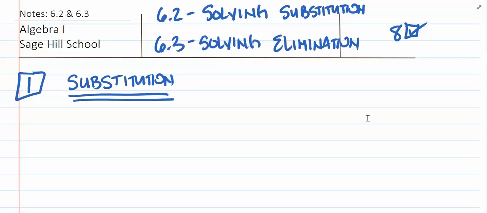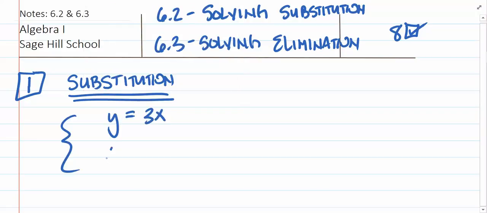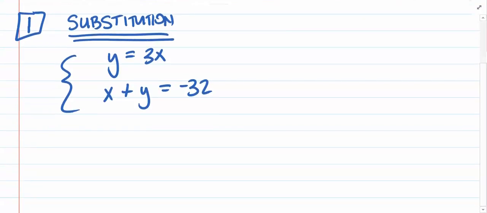Substitution in mathematics works the same way. You can replace one equal value for another equal value. So that's the idea behind substitution here. So let's do an example together. If I say y is equal to 3x, and I have x plus y is equal to negative 32. So check this out. What I have is a system of linear equations, and I'm interested in solving it. We could graph it and see where they intersect, or we could use substitution. In this example, it's a better idea to use substitution.